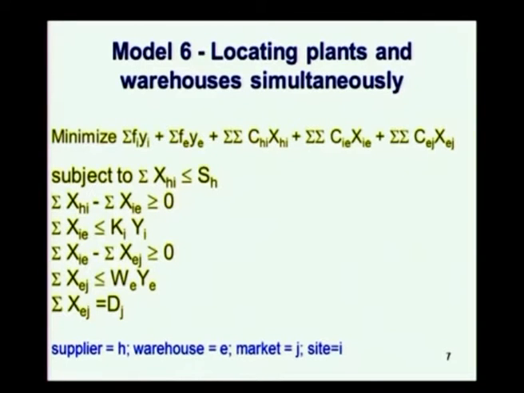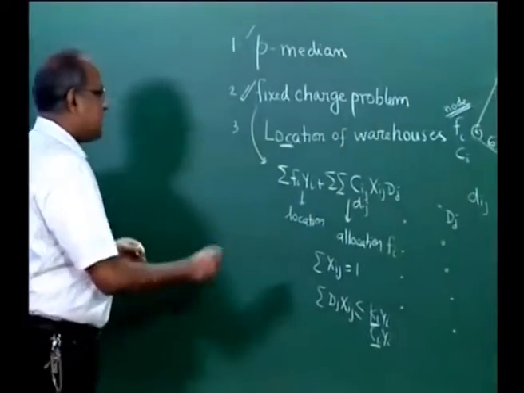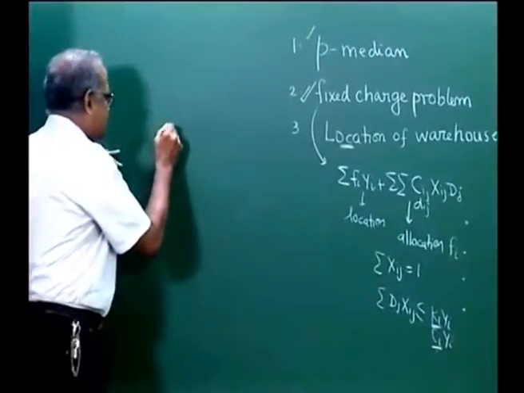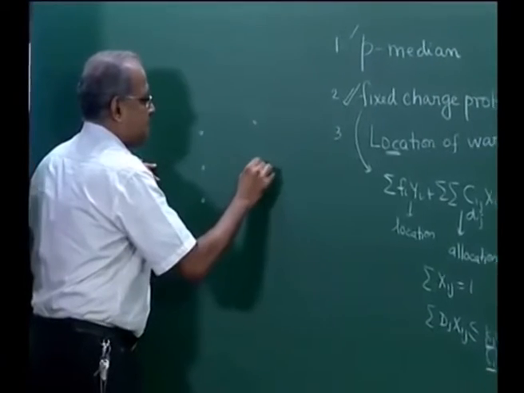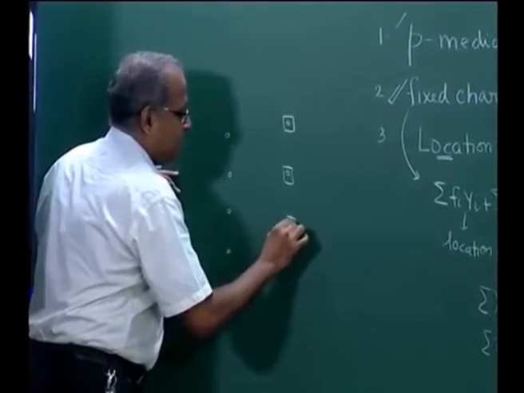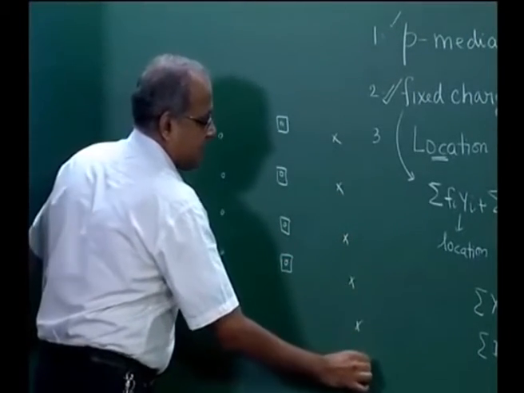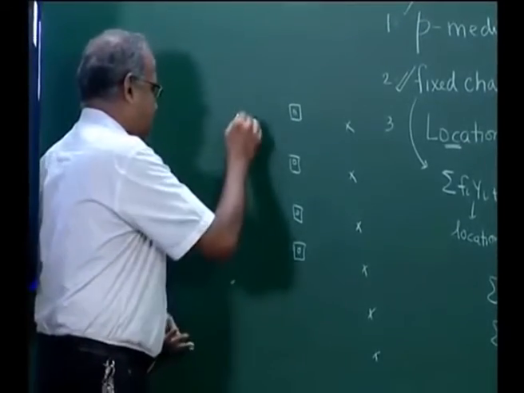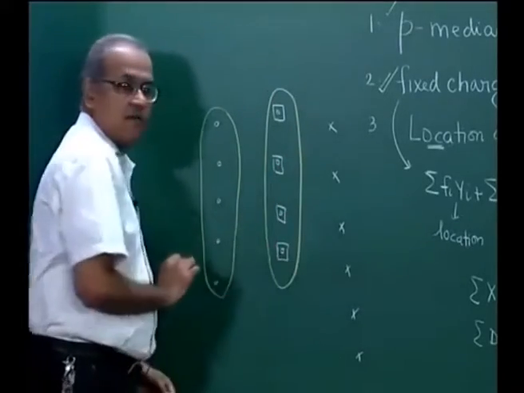The sixth model is locating plants and warehouses simultaneously. Now, this model is exactly the same model that we have seen earlier, where we spoke about locating plants and warehouses simultaneously, which means we are looking at multiple stages. There can be a stage where we have plants or factories, there will be a stage where we have warehouses, and there will be a set of customers. The question here is, we can put a restriction on the number of factories that we wish to locate, and we can put a restriction on the number of warehouses that we wish to locate.